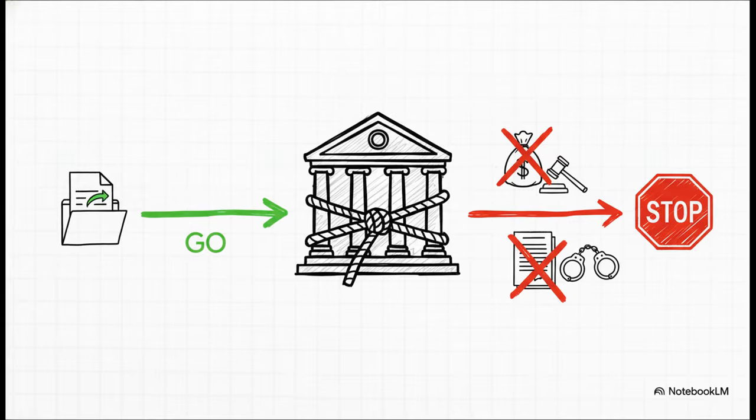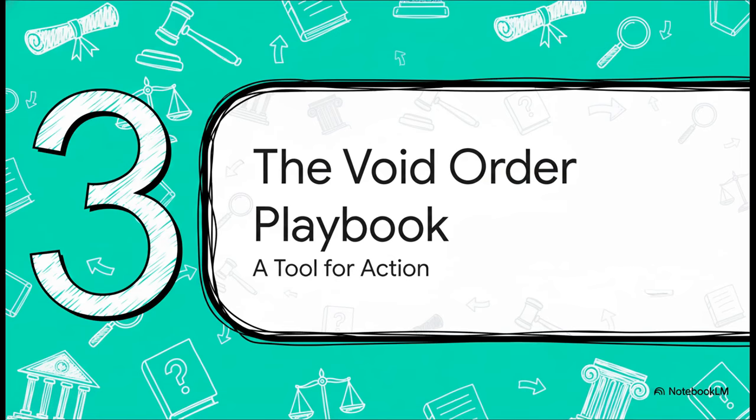The only thing it's allowed to talk about is its own lack of power. Okay, so we've got the theory down. Pretty wild, right? But how do you actually use this information? Well, the source material for this whole explainer gives us a really practical playbook that anybody can use to actually take action. Let's walk through it.